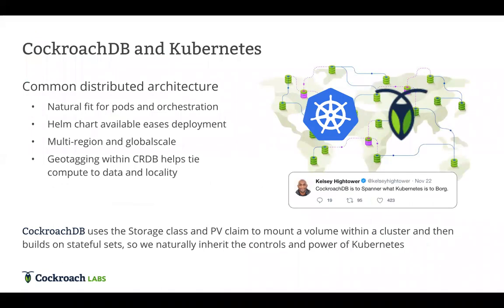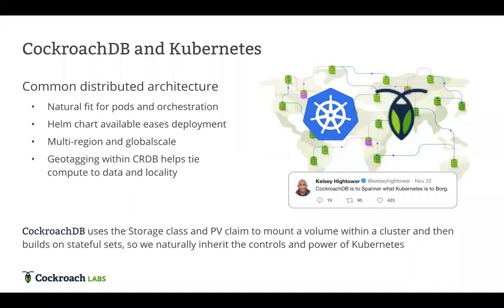So finally, there's CockroachDB and Kubernetes. Now Kelsey's wonderful, and Kelsey sometimes says some really nice things about CockroachDB. He's had a couple. This one in particular I love. Kelsey Hightower tweeted out, about a year ago, CockroachDB is to Spanner what Kubernetes is to Borg. Borg being the internal version of Kubernetes, basically. Spanner being the internal DB, basically. And then Kubernetes and Cockroach. So there's a real common fit here.